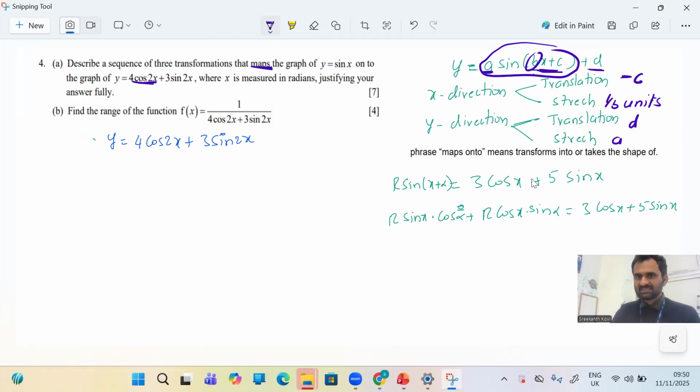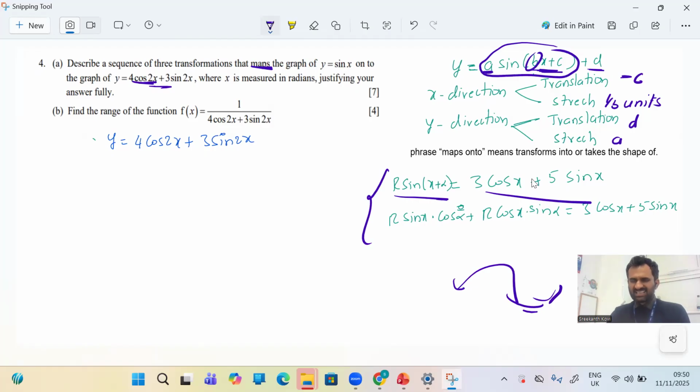You have the sin x graph. What all transformations you need to do to make the sin x graph into this one, that is the meaning of the question. And also you need to understand this R formula. So whenever you have a question like this, R sine of x plus alpha equal to this one, you expand this formula: R sine x cos alpha plus cos x sine alpha. This is the compound formula, and I wrote the formula for that one.